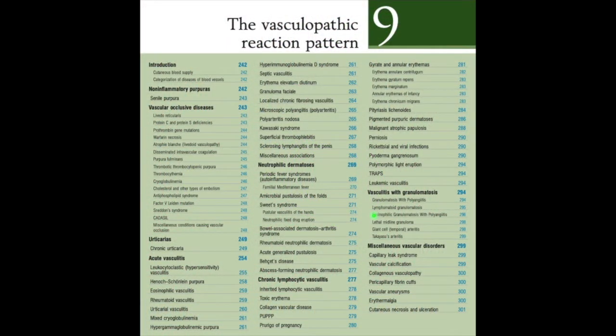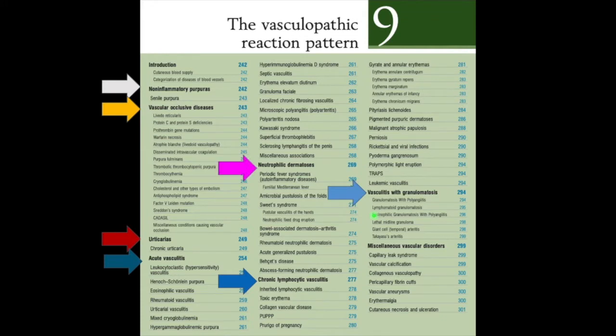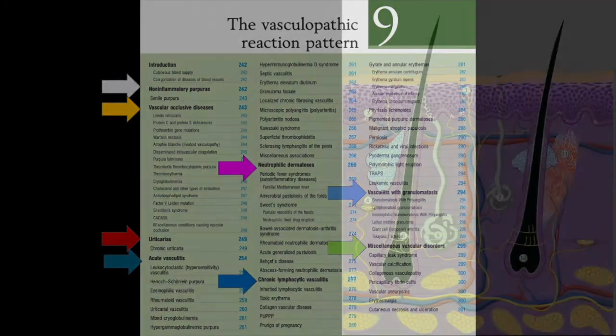And this is what Weedon actually divided his chapter into. So the first one is the non-inflammatory purpuras, then the vascular occlusive disease, then the urticaria, and then you have the vasculitis. And the vasculitis has different flavors: the acute, the chronic, and the granulomatous. And then we have the neutrophilic dermatosis, and finally the miscellaneous, or waste basket type of vasculitis.